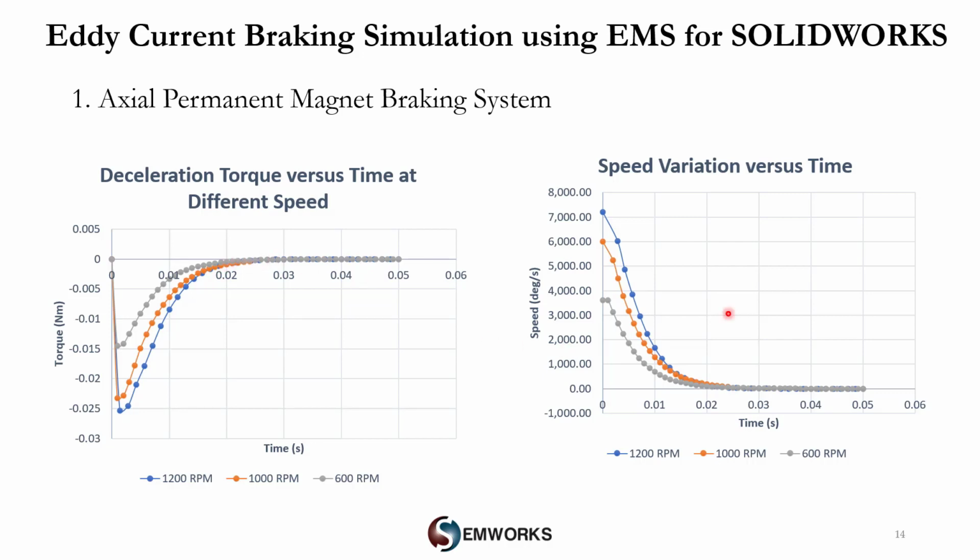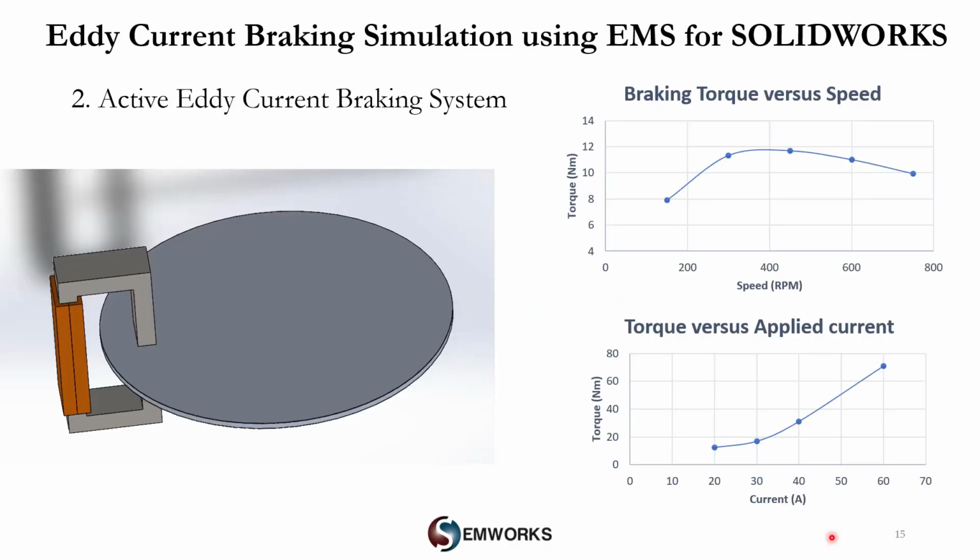From the right figure, it can be confirmed that for the 3 simulated initial speeds, the braking time is almost the same, which is around 20 milliseconds. Now we end the previous, or first, example. Now we have a second example, which is an active eddy current braking system made of an electromagnet instead of the permanent magnet.